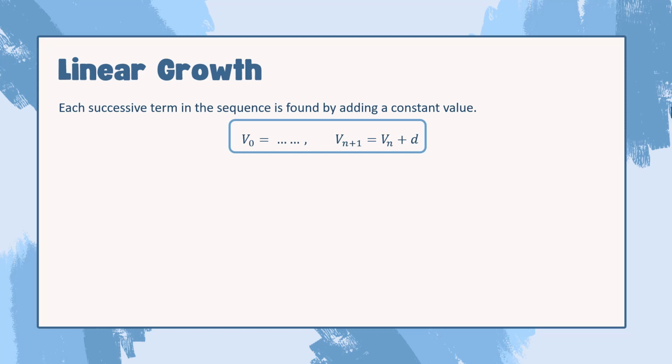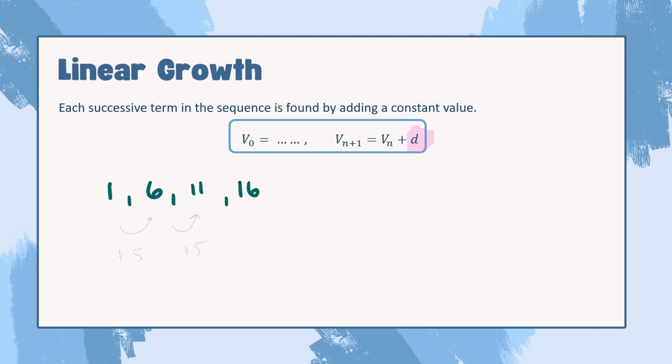Linear growth is the style of sequence where we are seeing each successive term being found by adding on a constant value. And so our recurrence relation is of this style where we have our initial value and we're saying that Vn plus 1, so the next term, is equal to the current term, Vn, plus this constant amount of d. So for example, we might have the sequence 1, 6, 11, 16, and each time we are seeing that we have this addition by a constant amount of 5.